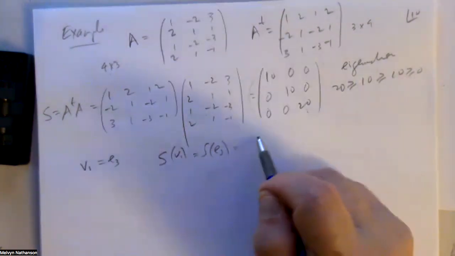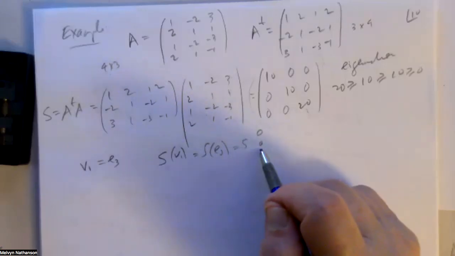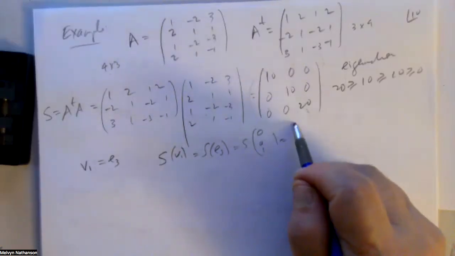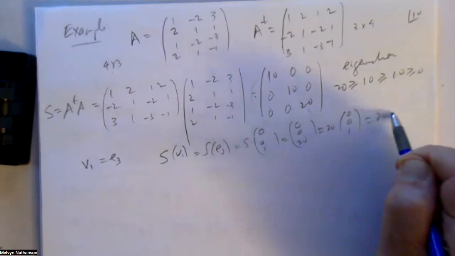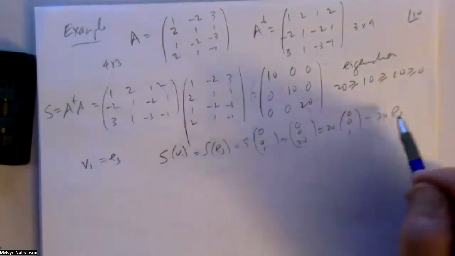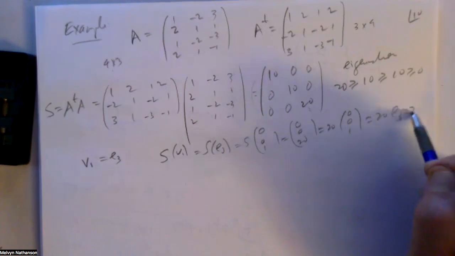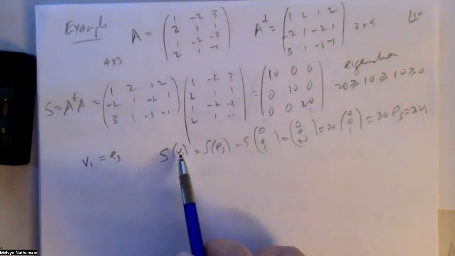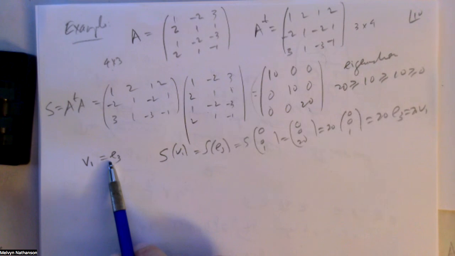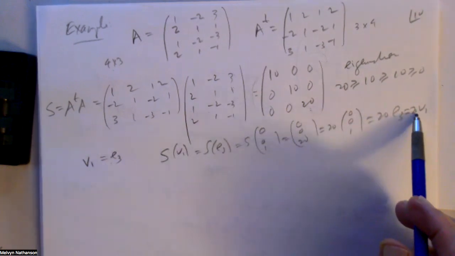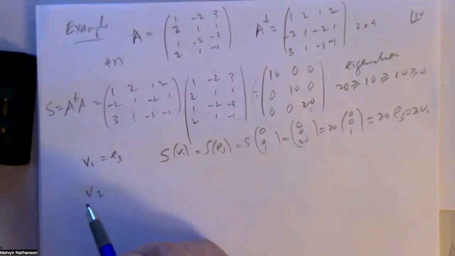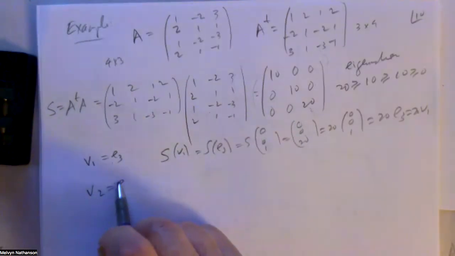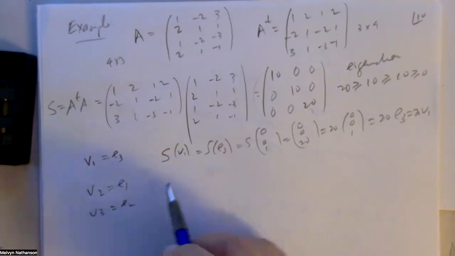S of E3 is S of 0, 0, 1, which is 0, 0, 20, which is 20 times 0, 0, 1, which is 20 E3, which is 20 V1. So V1 is this unit vector, an eigenvector with eigenvalue 20. I can take V2 to be E1 and V3 to be E2.